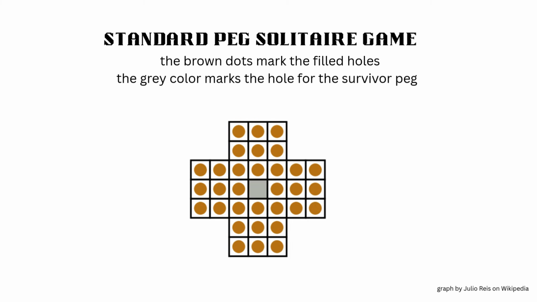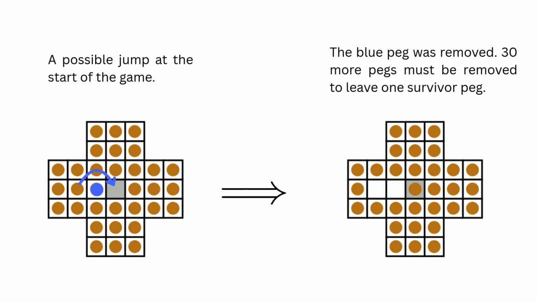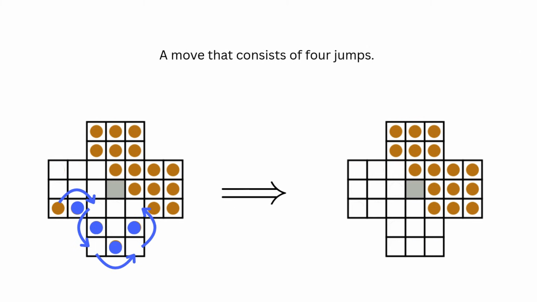Any peg can jump over an adjacent peg horizontally or vertically into an empty hole, removing the peg which was jumped over. A diagonal jump is not allowed in the standard version of the game. The goal is to remove all pegs but one and the surviving peg to end up at a predetermined hole. In the standard version, the center hole is also the target hole. Since one jump removes one peg, and there are 32 pegs at the start, a complete game contains exactly 31 jumps. A series of successive jumps by the same peg is called a move.